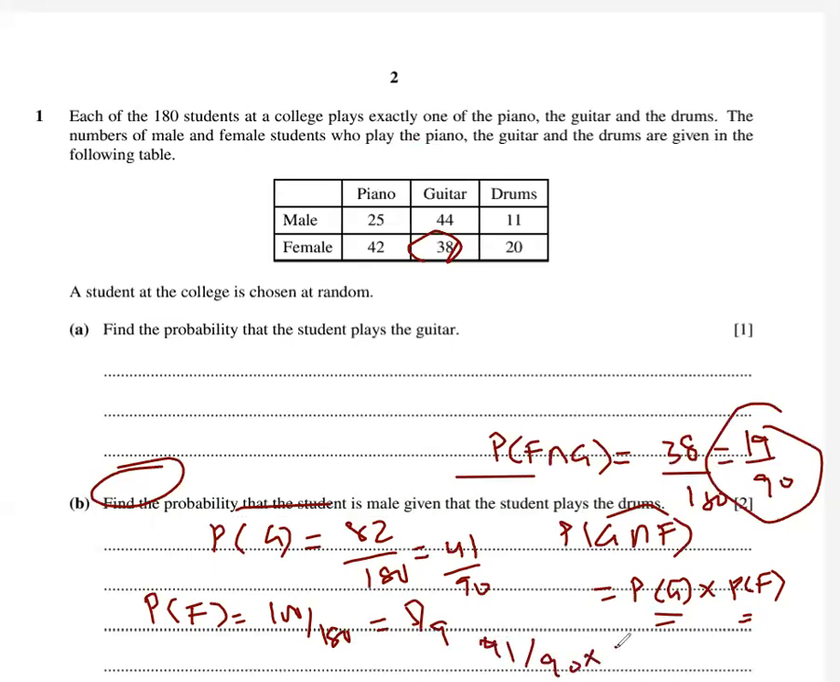As per the rule, the multiplication of these two, 41 upon 90 into 5 upon 9, is not equivalent to 19 upon 90. So therefore the events are not independent. I hope you guys have understood this.